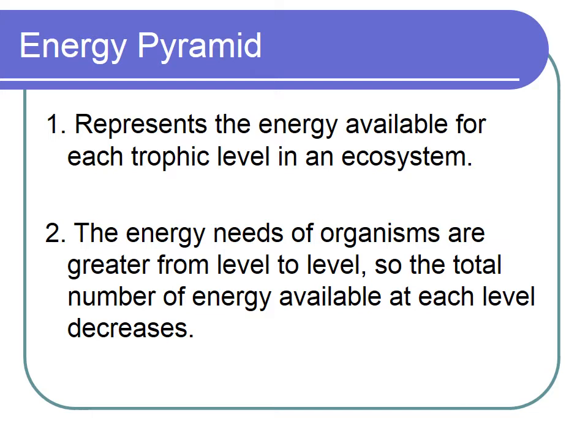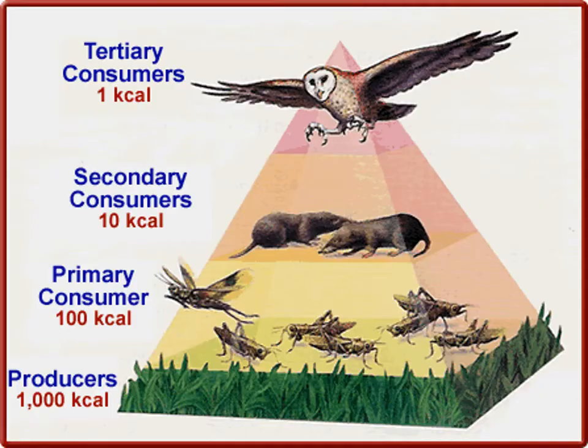level in an ecosystem. The energy needs of organisms are greater from level to level, and that's because things get bigger. So a blade of grass doesn't require as much energy as an insect. And an insect doesn't require as much energy as a snake. And a snake doesn't require as much energy as a fox. And a fox doesn't require as much energy as a human. So each time you move up the trophic levels, the energy needs are greater. So here we go, showing the amount of energy available, rather. At the bottom, it is 1,000, primary consumers, secondary consumers, and tertiary consumers.